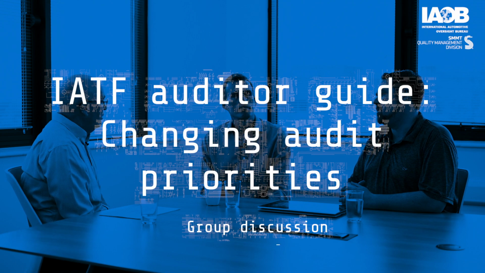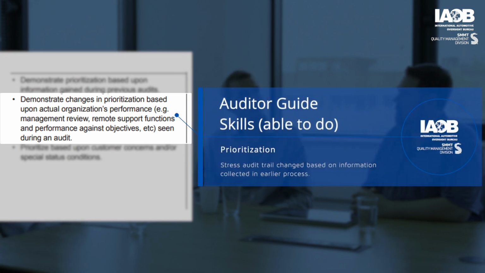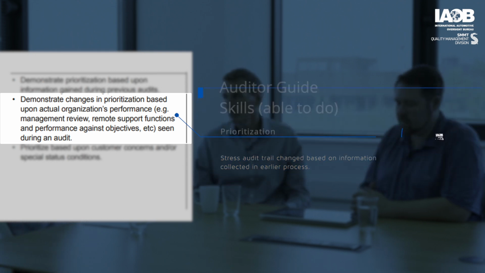So we're still carrying on this theme of looking through the IATF Auditor Guide at the competency process approach, incorporating risk-based thinking. And one of the things included in this section is a sentence: demonstrate changes in prioritization based upon actual organization performance. And that could include information we've collected in management review, from a remote support function audit, performance against objectives, etc. We're going to explore, what does this really mean?